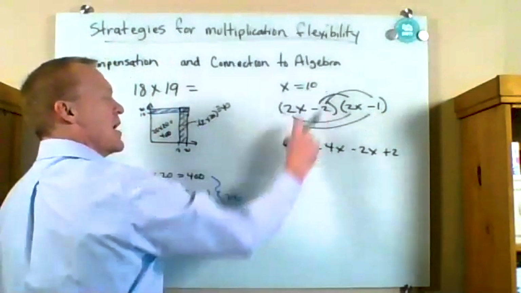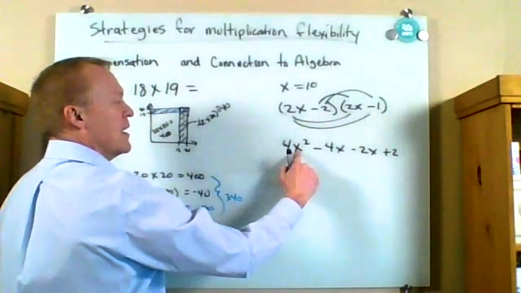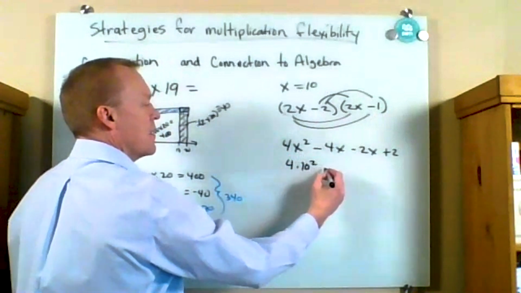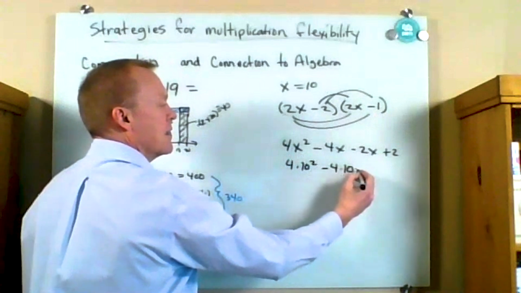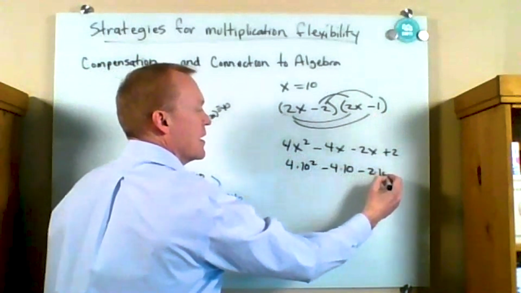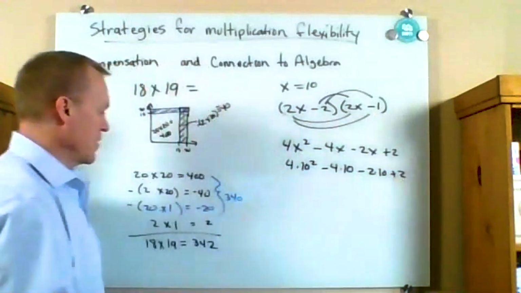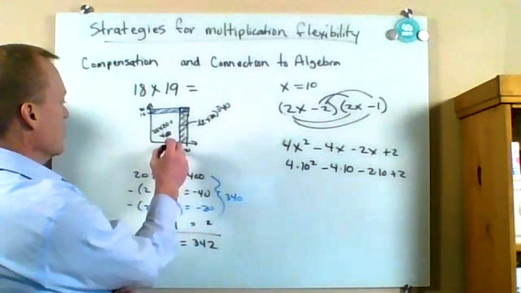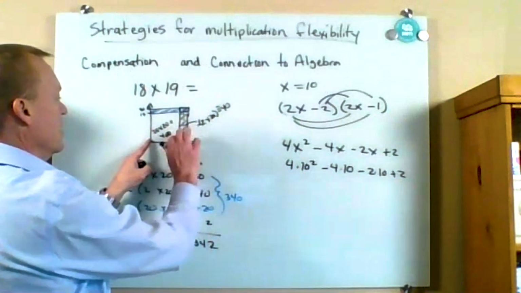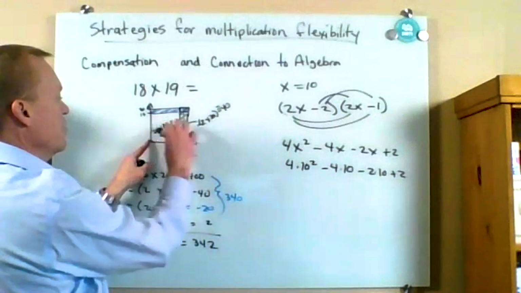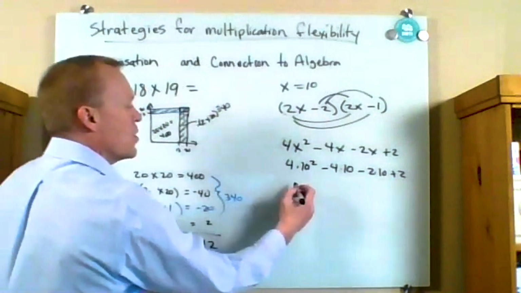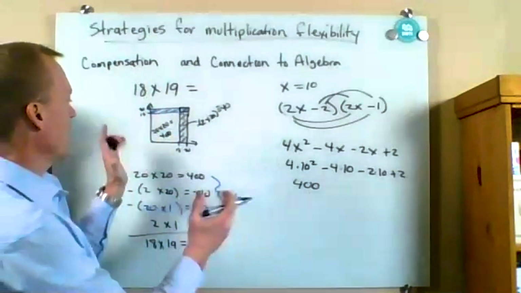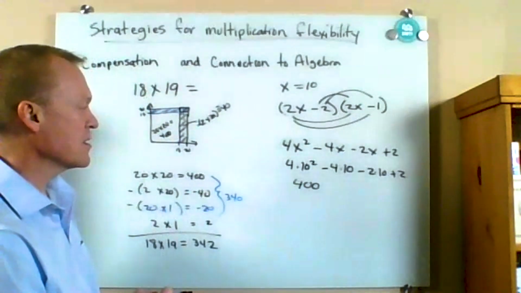So if I substitute the 10 in for the x, that gives me 4 times 10 squared minus 4 times 10 minus 2 times 10 plus 2. So then we can actually see this relationship of 4 times 10 squared, which these are actually the 10 by 10, which is 100, 100, 100, and 100, which gives us that 400. So you still see that in that same relationship if you were to graph it on an XY coordinate system.